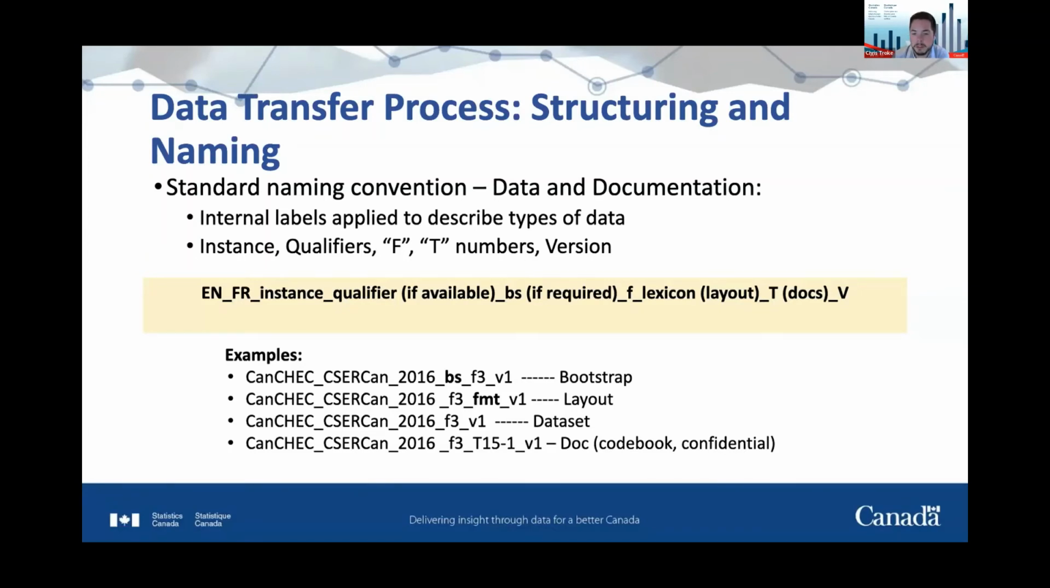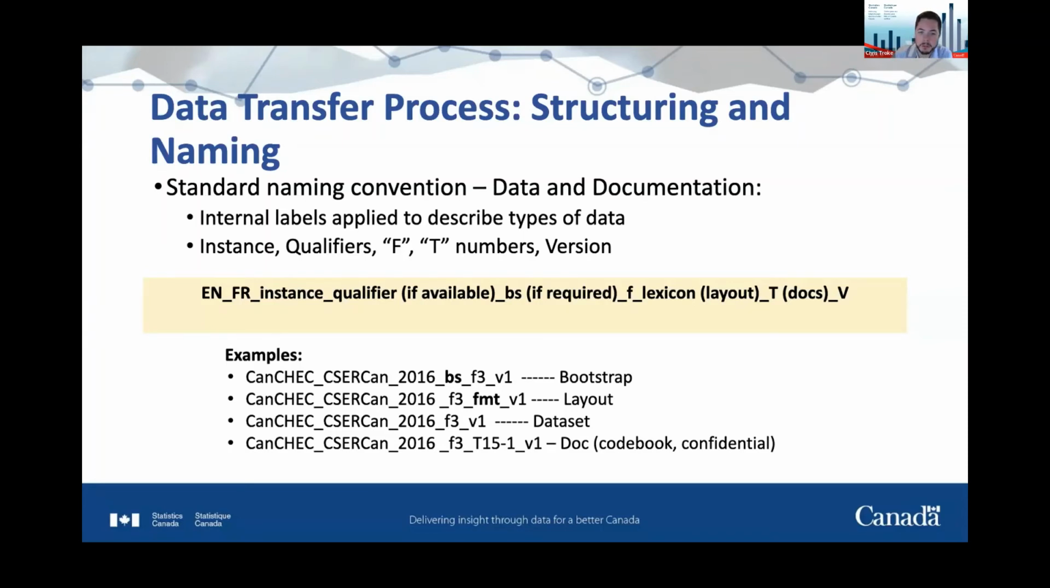So the name typically starts with the English and French survey or data acronym, followed by the year or cycle. Now the F number is an internal classification that allows analysts to know whether the data is linked, F3 for example, or a standard master file, F1. The T number applied also denotes which type of documentation the file is. So T15 is used for codebooks, as an example.